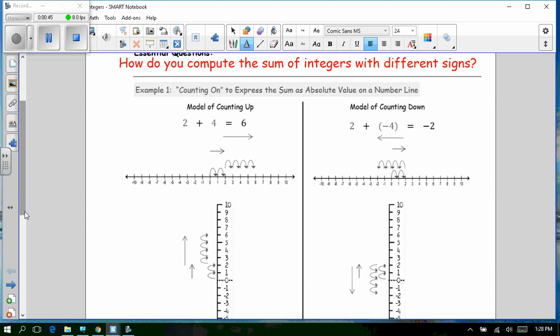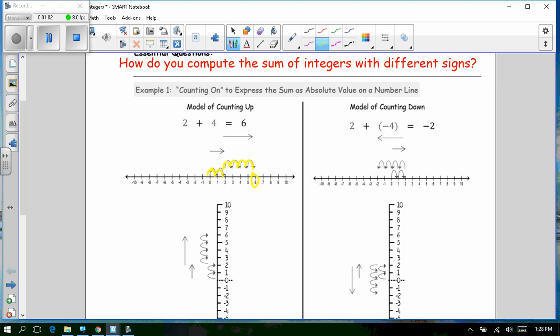You could do the little bunny hops like you see at the bottom. 1, 2, and then you add on, count on. 3, 4, 5, 6, and there you go. There's your answer of 6.